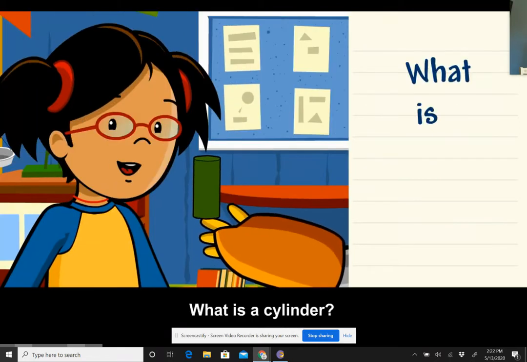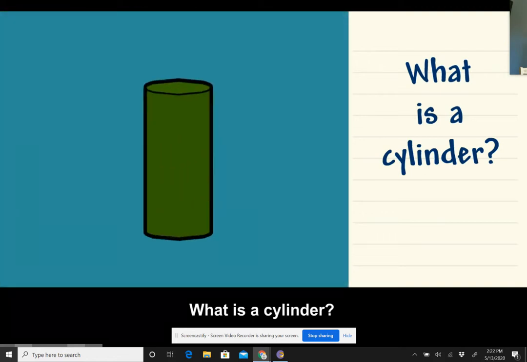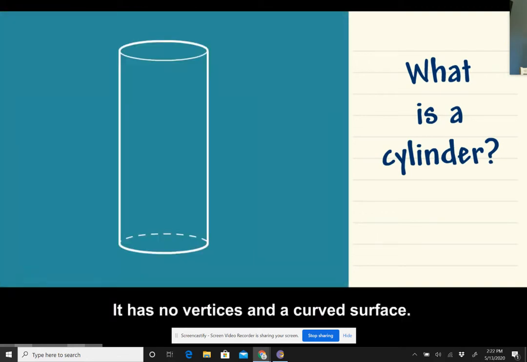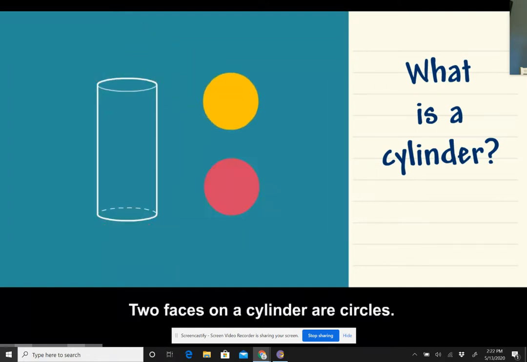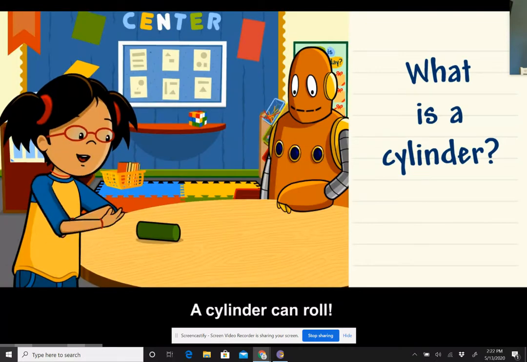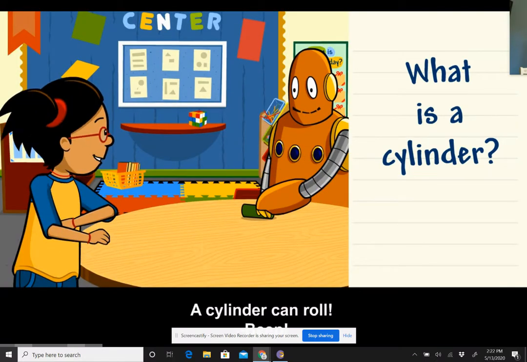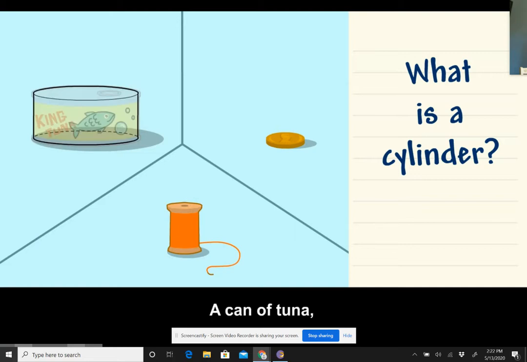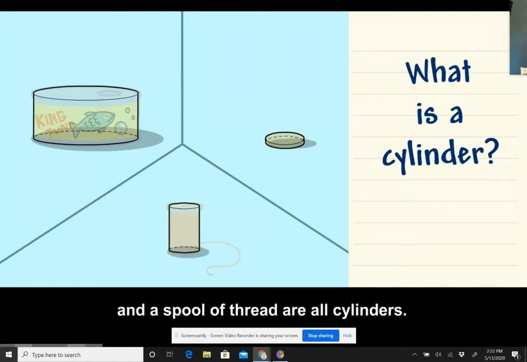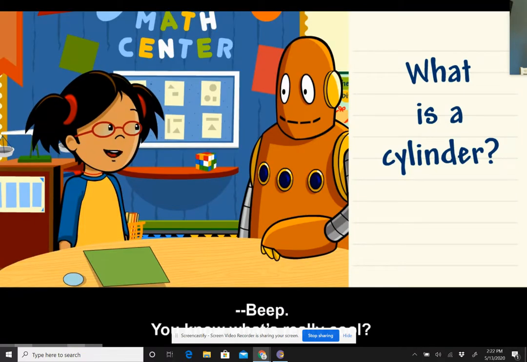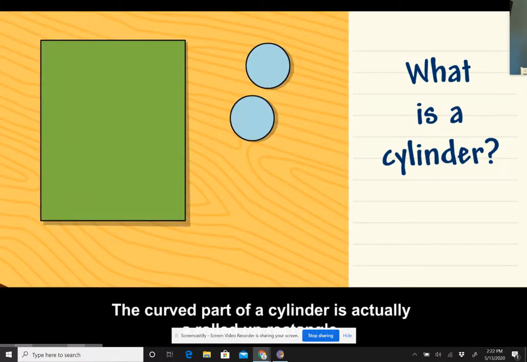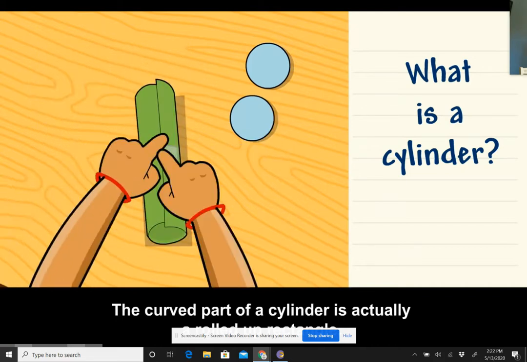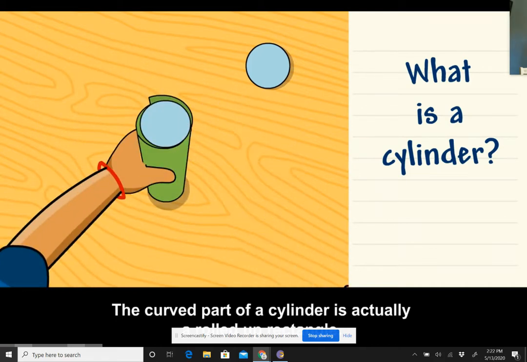What is a cylinder? It has no vertices and a curved surface. 2 faces on a cylinder are circles. A cylinder can roll. A can of tuna, a penny, and a spool of thread are all cylinders. You know what's really cool? The curved part of a cylinder is actually a rolled up rectangle.